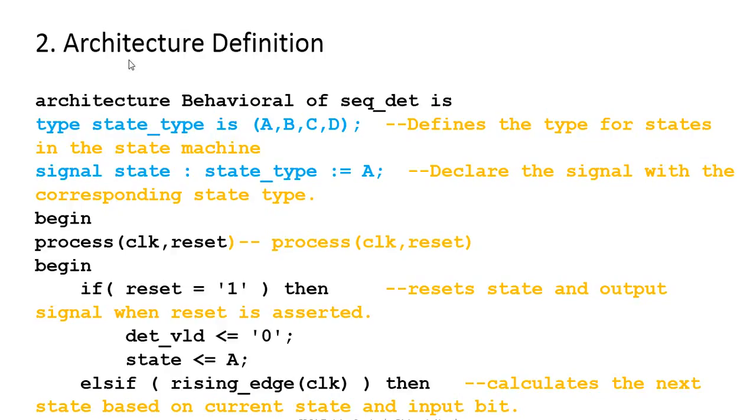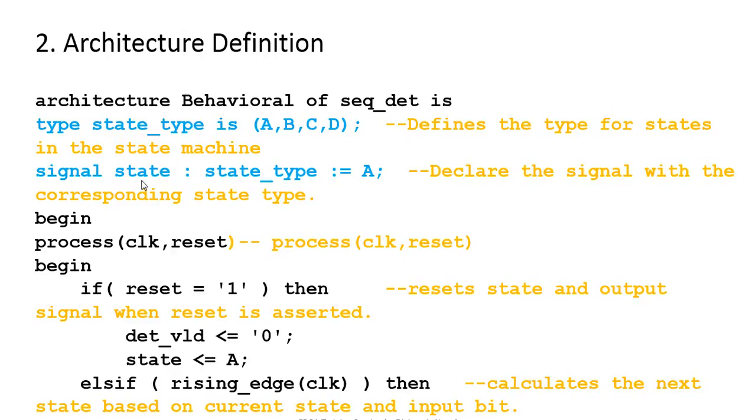So it is created by us. This is a user-defined data type, which is grouped with A, B, C, D. This A, B, C, D is the state type of data type. This yellow line is only comments, but this is the main program. We will see it on ISE Design Suite.